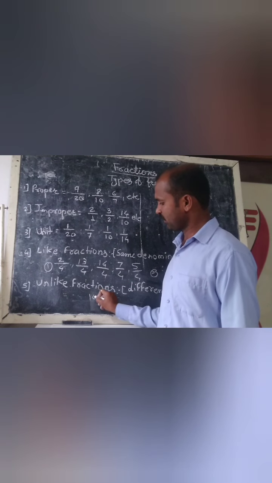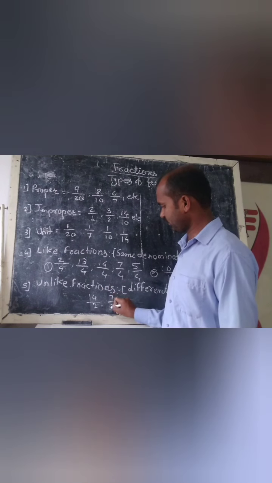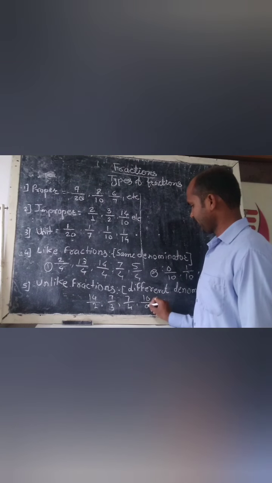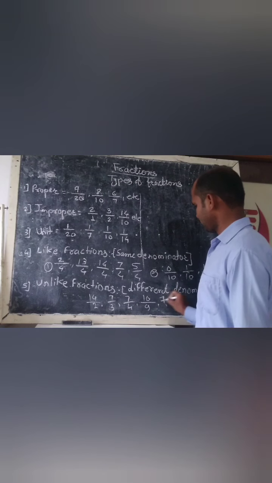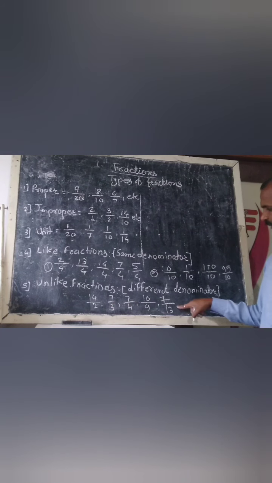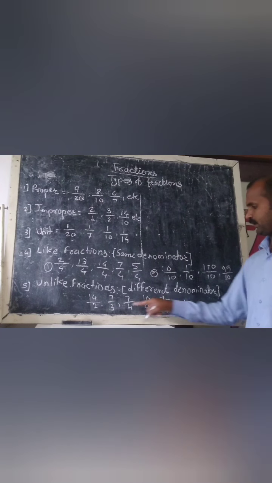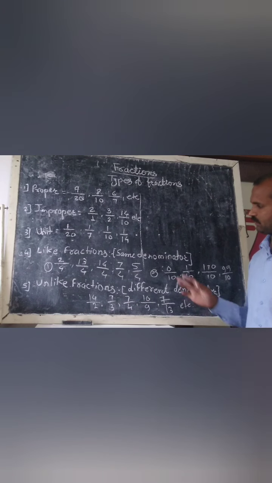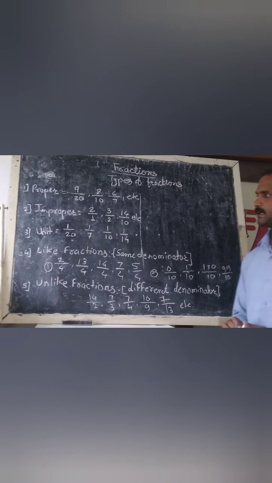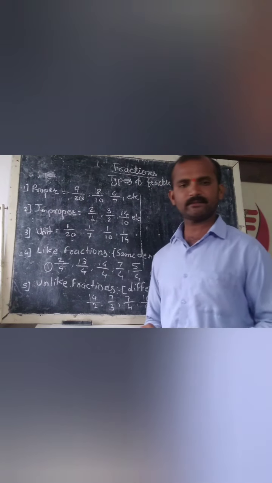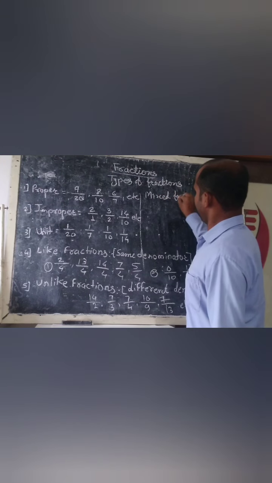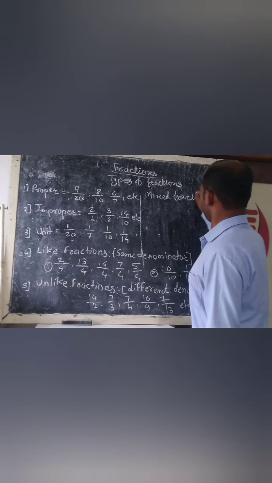For example, 14 upon 2, 7 upon 3, 7 upon 4, 10 upon 9, 7 upon 13. See, these all fractions have their denominators different. So that's why these are unlike fractions. Got it? So the next type of fraction is mixed fraction. Already we have seen it. Let us revise.